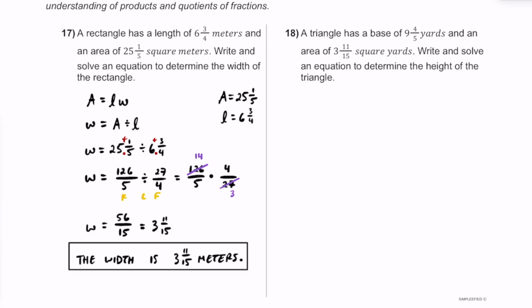For number 18, we have a triangle here instead. For the triangle, we have a base of 9 4/5 yards and an area of 3 11/15 square yards. We're going to write an equation to find the height of this triangle.